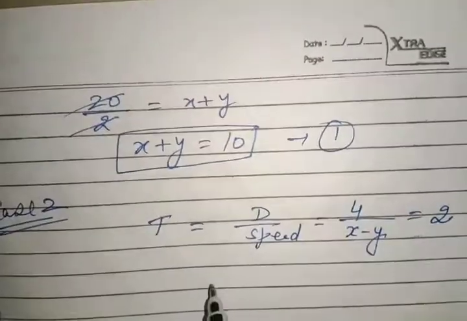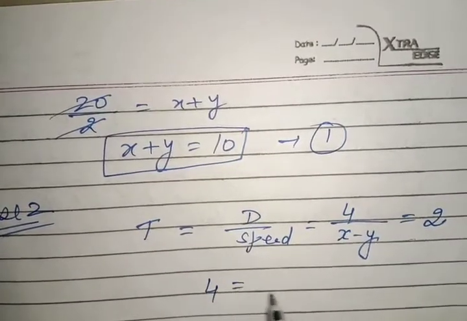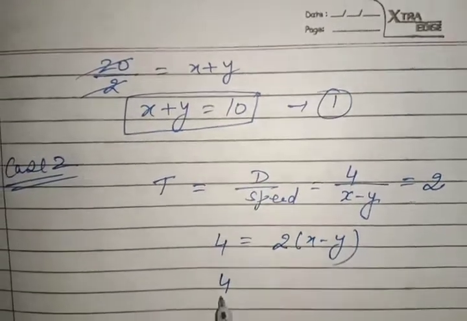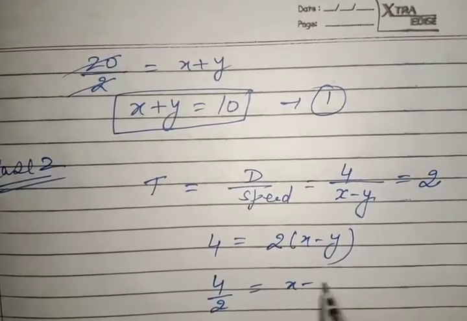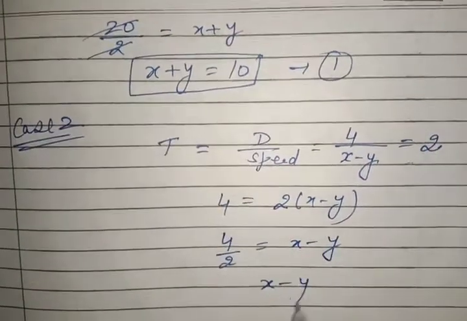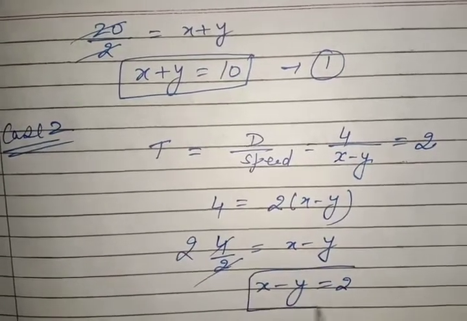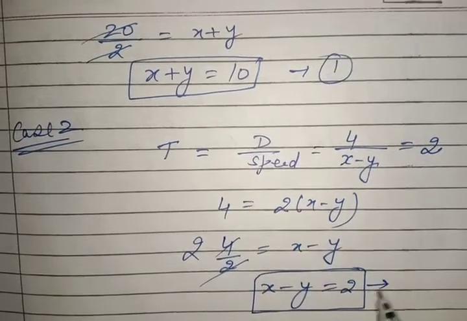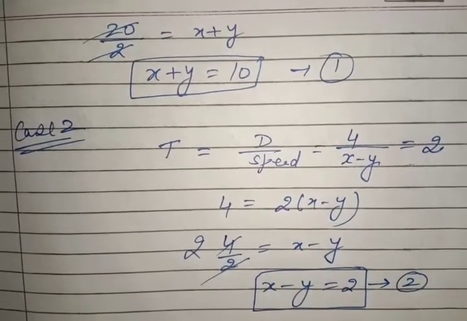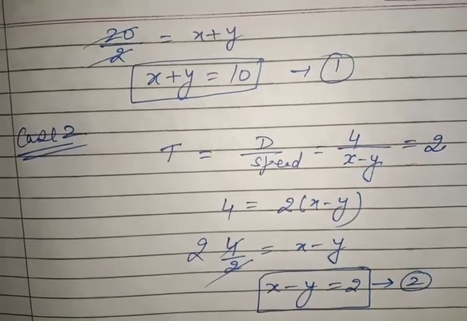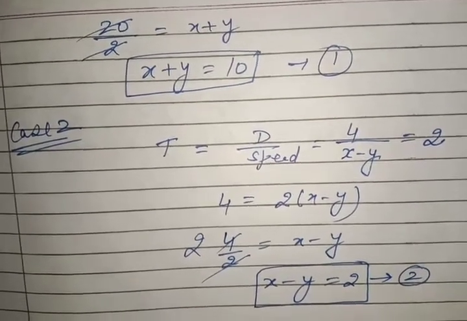So this equation will become 4 is equal to 2 bracket x minus y. This 2 can go in division because it is outside the bracket. So after cancelling it, we will get x minus y is equal to 2. And by elimination method, you can easily solve this question. After that, you can find out the speed of boat in still water and speed of current.